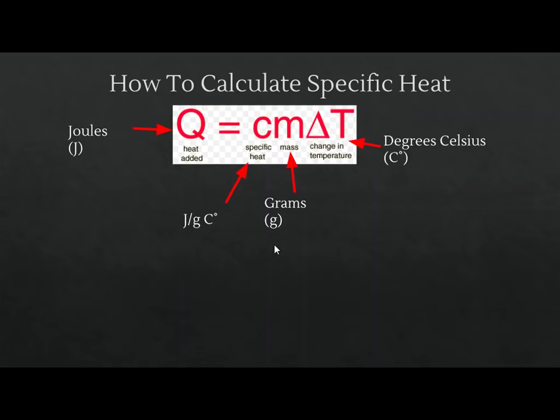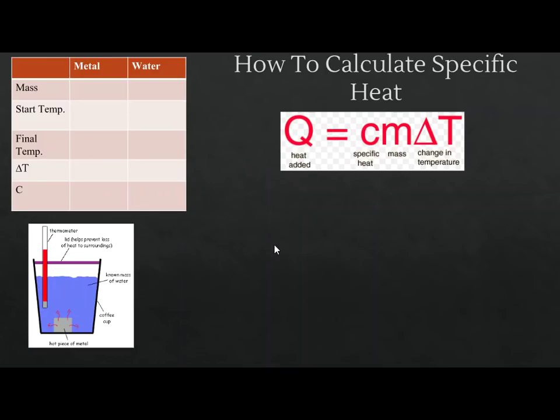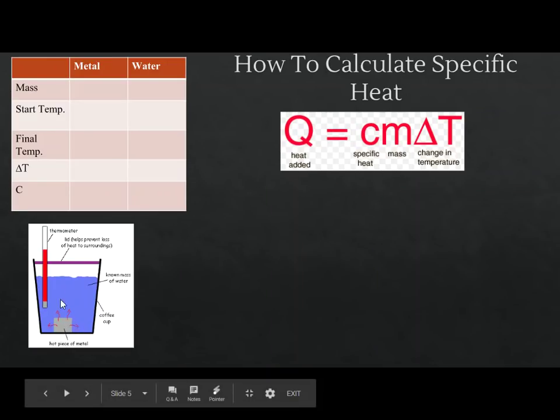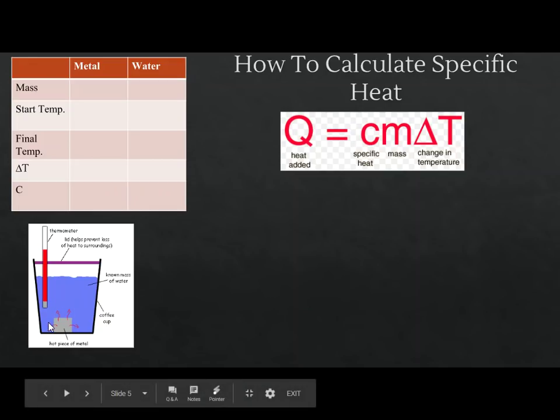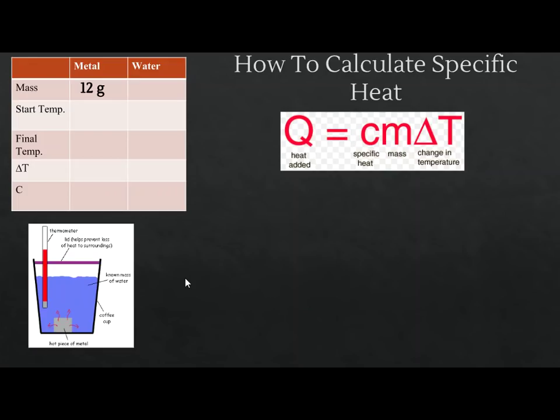Now let's talk about how this might actually work. So let's say that I took a piece of metal from the boiling water, just like you did in the lab, and I put it into my calorimeter and measured how much the water's temperature went up. How am I going to actually calculate the specific heat of that metal that I just dropped in the water? Well, first thing we need to know is the mass of our metal. Just throw it on the scale. We've got that answer right there.